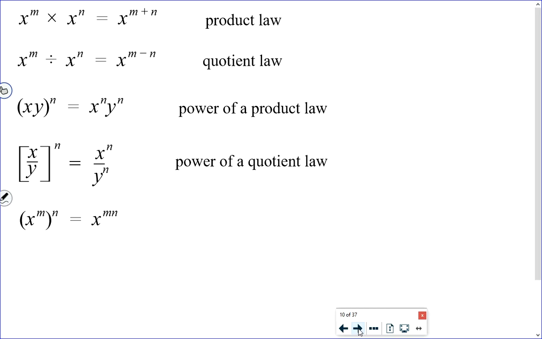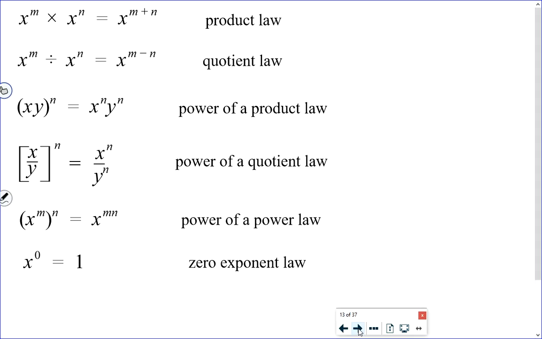This law says when you have a power that is raised to an additional exponent, in this case we have a power of x to the exponent of m, and that is raised to an exponent of n, giving us a whole power of x to the m raised to the exponent of n, we multiply the exponents together, and that is called the power of a power law. Lastly, we have the zero exponent law, which says that x to the 0 is equal to 1.